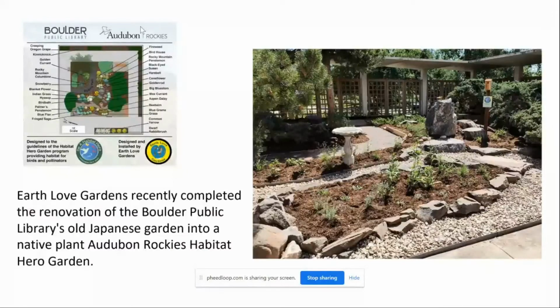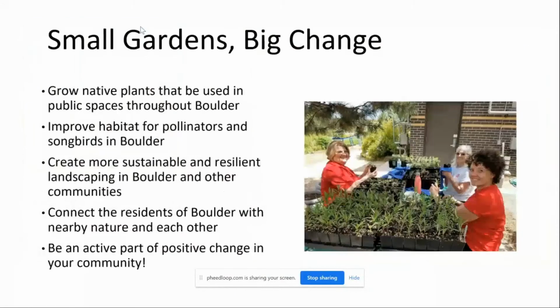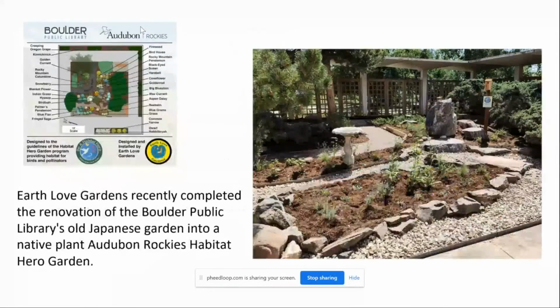Our next example is a local company called Earth Love Gardens, which transformed an old Japanese garden near the Boulder Library into an Audubon Habitat Heroes landscape. Now it's open to the public. It had its big grand opening in September.